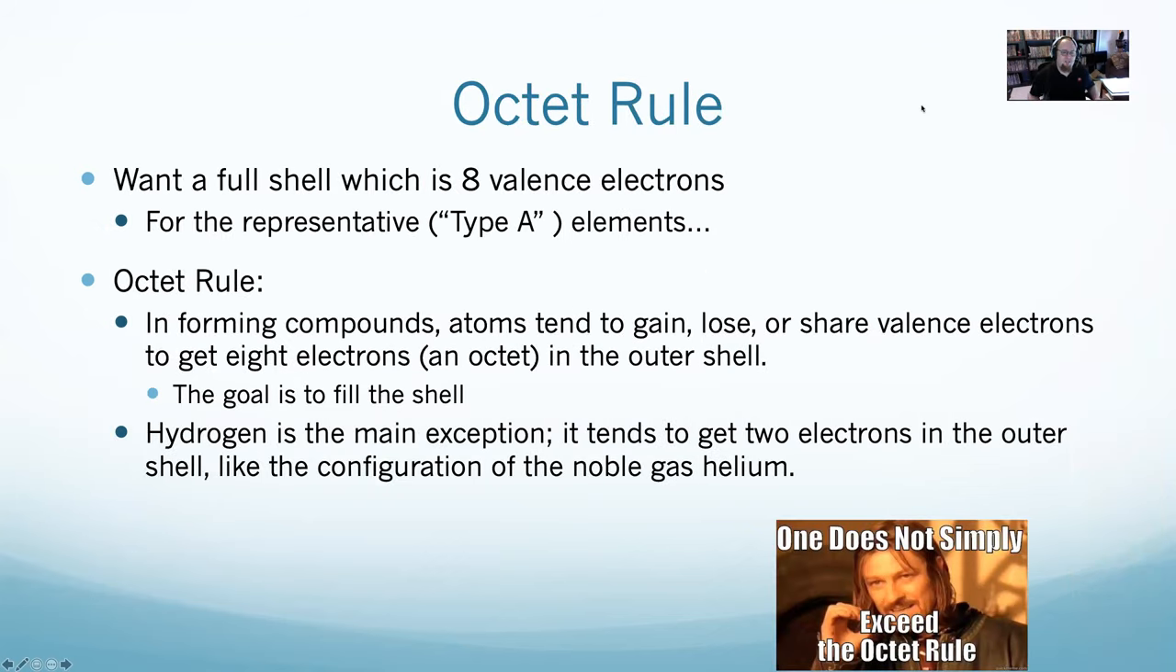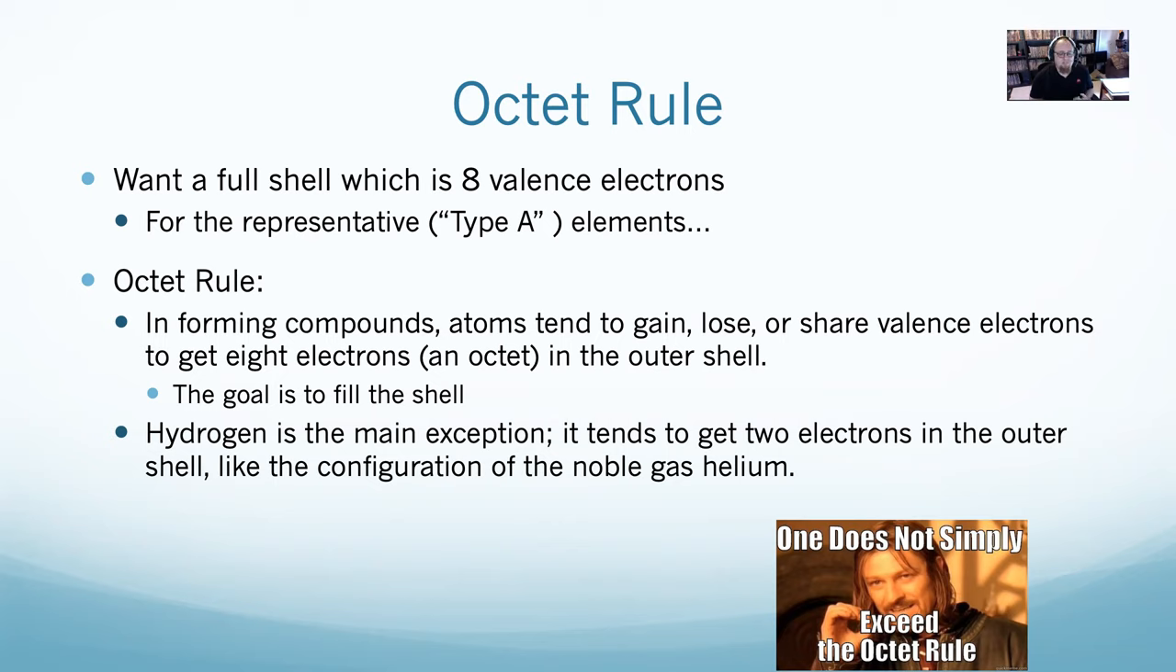All elements want to have a full valence shell. Everyone's goal is to have a full valence shell. And if anyone does not have a full valence shell, they would do whatever is necessary to make it so that they have a full valence shell. Now, this is really only true for the representative elements, aka not these yellow ones, not these green ones. They're more complicated. We're not going to worry about them for now. But for everyone else, it's if you don't have 8, you're getting 8.